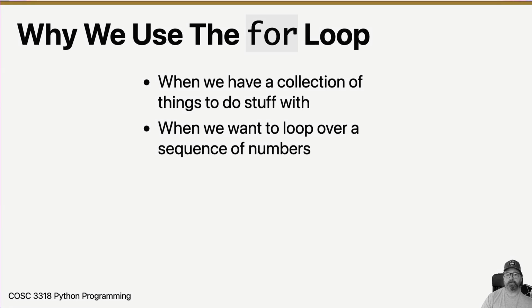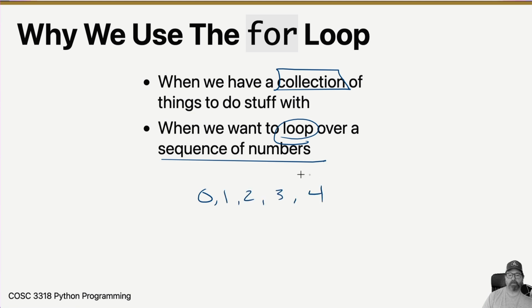So why do we use the for loop? We have a for loop whenever we have a collection of things we want to do stuff with for each thing inside that collection, or we want to loop over a sequence of numbers. And that sequence of numbers can be 0, 1, 2, 3, 4, like we saw with the range. It can be 1992 all the way up to 2001. We saw that. So this range of numbers, or we can skip numbers. We could be like, we want the 1, 3, 5, 7, 9, all the way up to 11, for example.